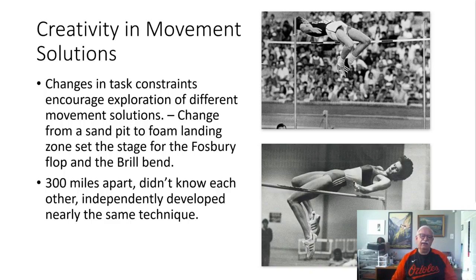One is called the Fosbury Flop, and that's Dick Fosbury up above. And then you have the Brill Bend, and that's the female high jumper. Her last name was Brill. They're only 300 miles apart. They didn't know each other, and they independently developed the same technique.